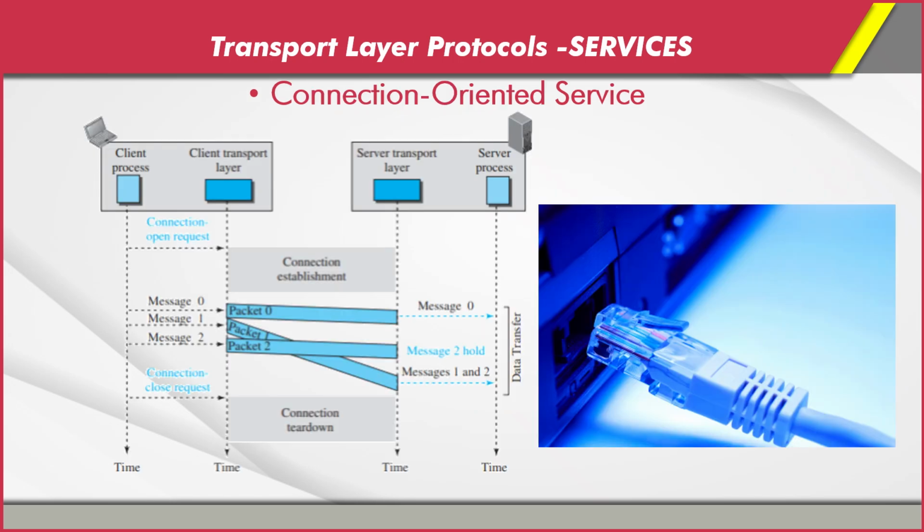In a connection-oriented service, the client and the server first need to establish a logical connection between themselves. The data exchange can only happen after the connection establishment. After data exchange, the connection needs to be torn down, that is, closed down. At the transport layer, connection-oriented service involves only the two end hosts.